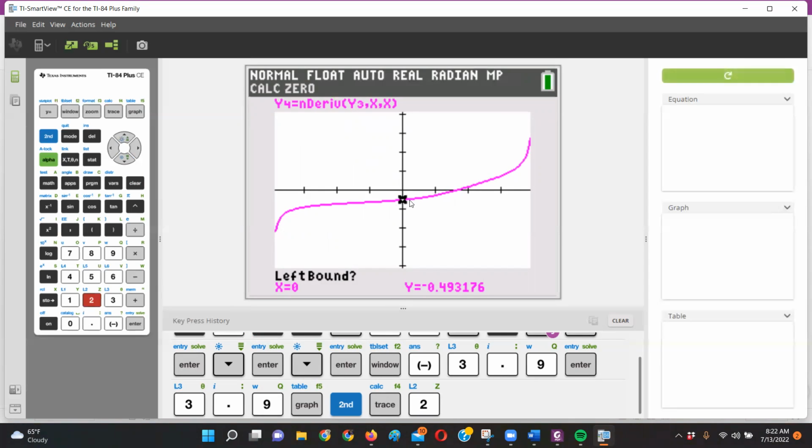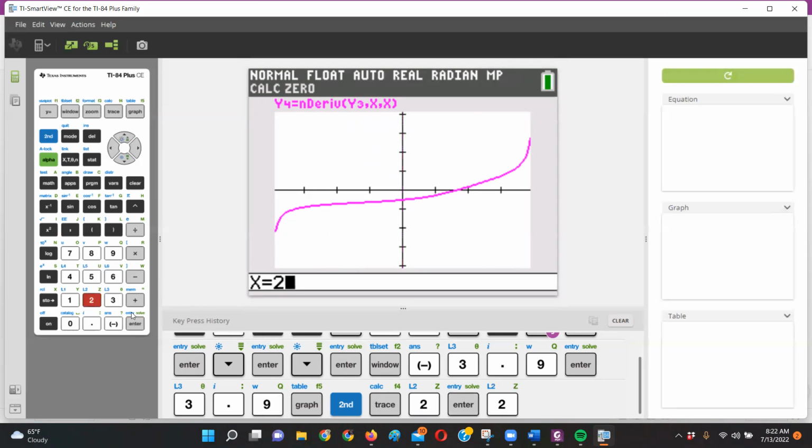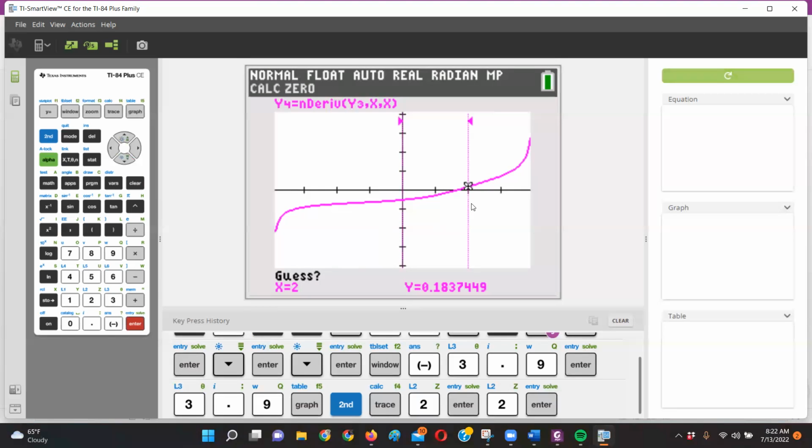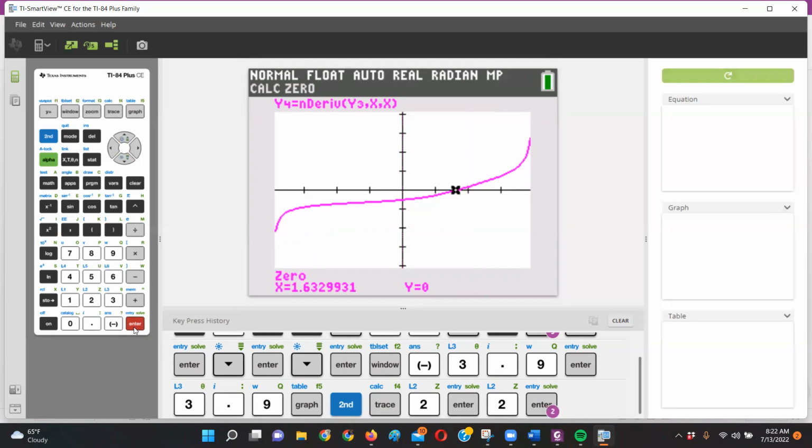I'll make a guess. We're going to look at something after the exam called Newton's method, and this is what the calculator does. So for my left bound, I'm going to press enter. And then I know that 0 is before 2, so I'm just going to type in a 2 and see how it clicks off the other end. And then you can either make a guess or just hit enter again. Okay, and there's the 0.